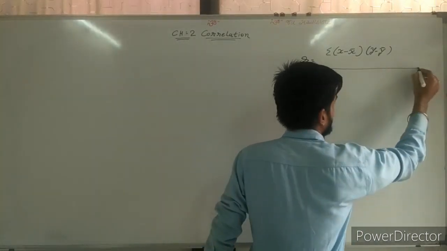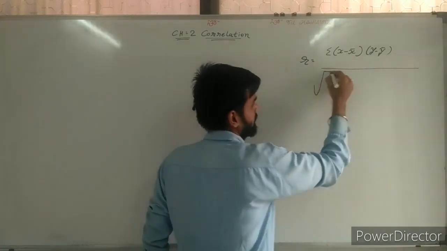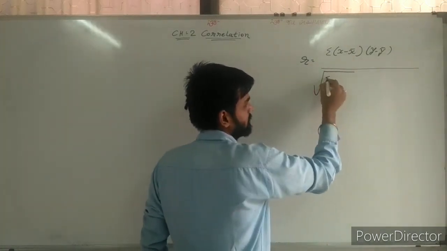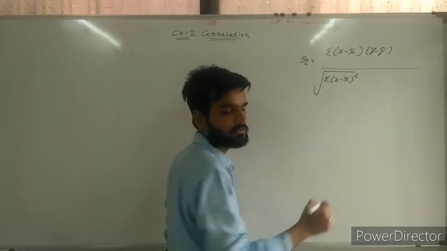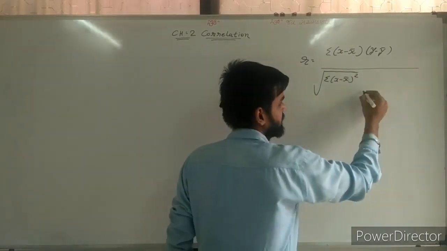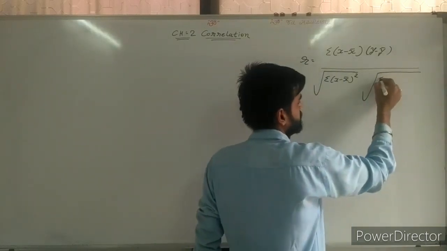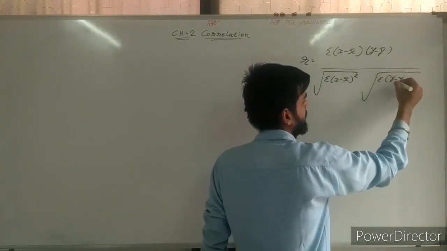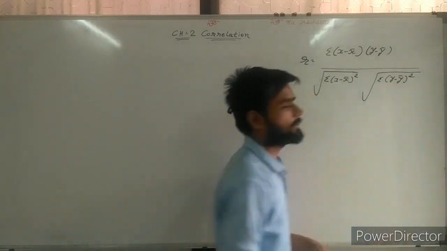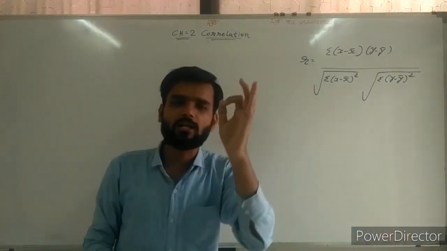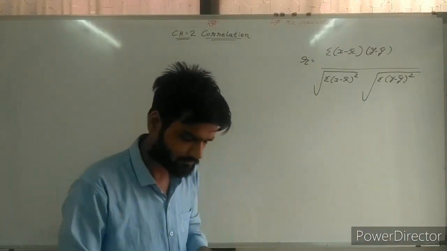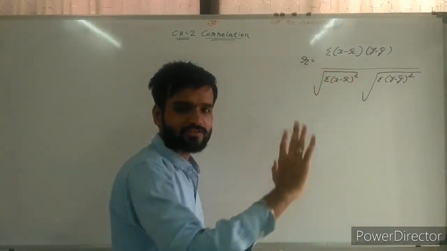So divide by under root sigma (x minus x bar) whole square, second under root sigma (y minus y bar) whole square. So this is the old formula of Karl Pearson, which we have learned in the last lectures.